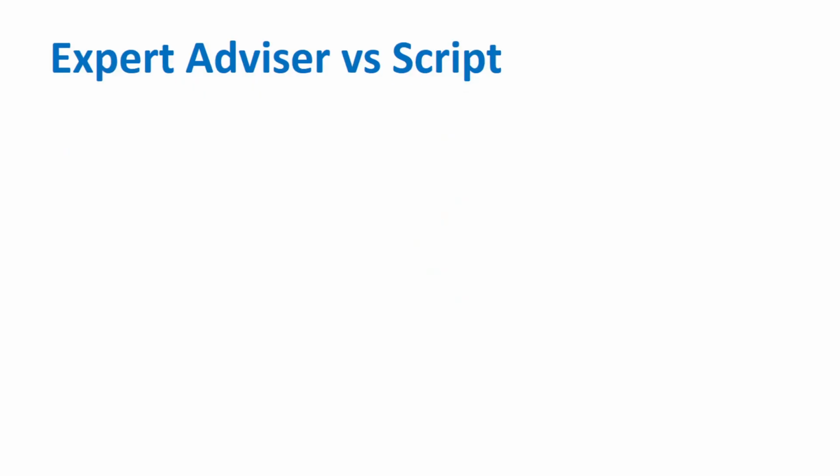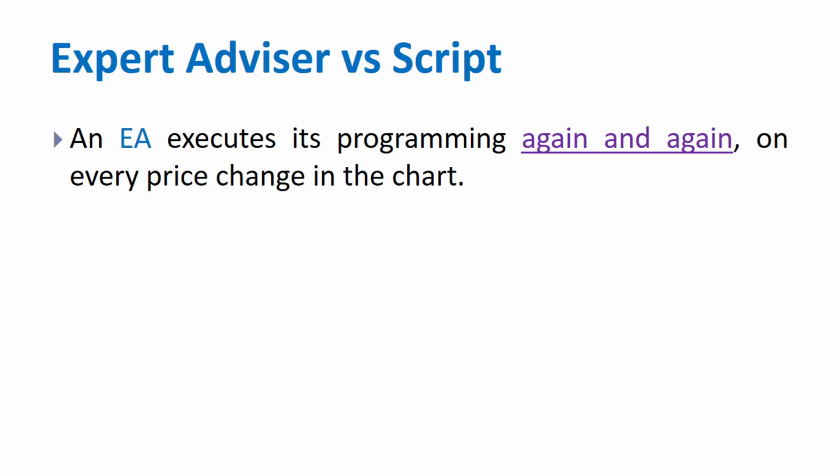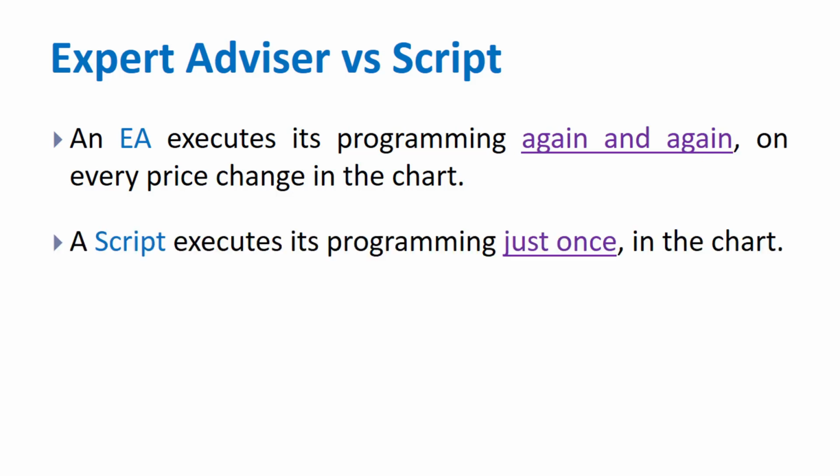Expert Advisor versus Script. An EA executes its programming again and again on every price change in the chart, whereas a script executes its programming just once in the chart.